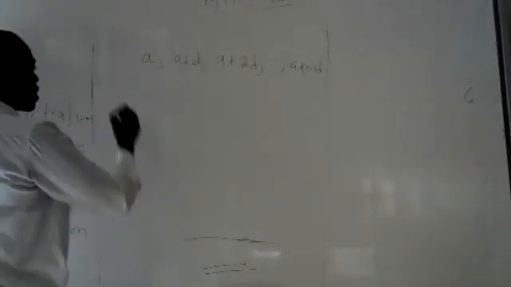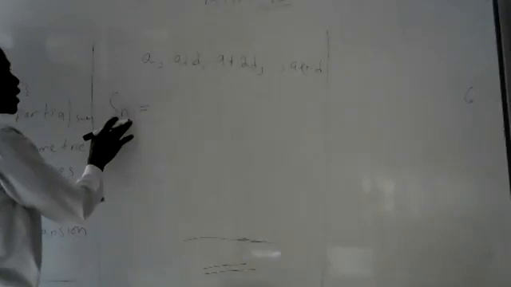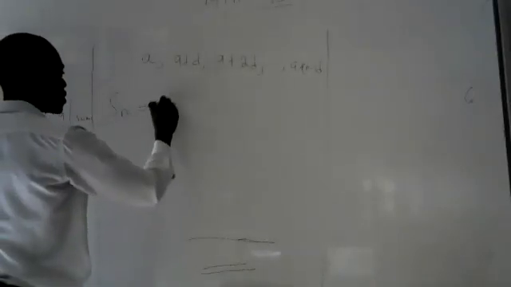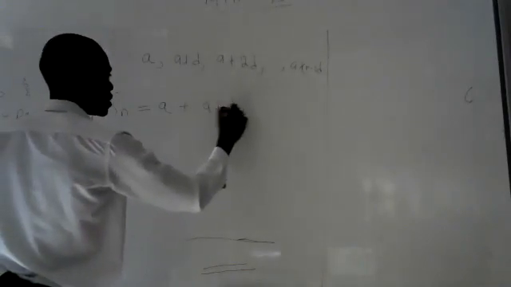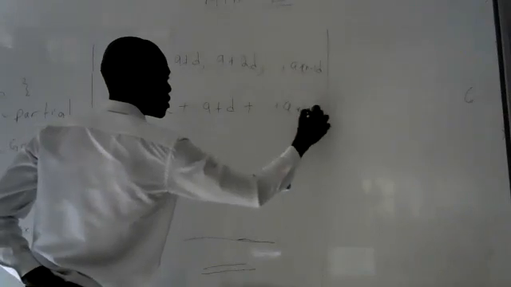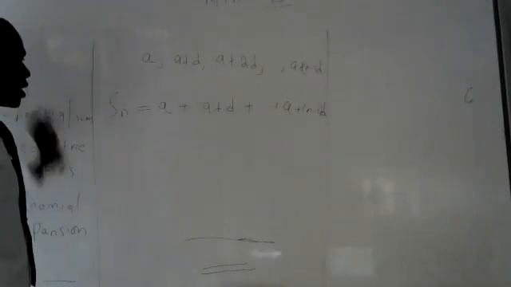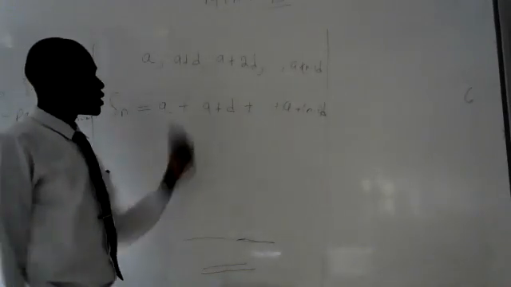Good. So now what we're interested in is the sum of the first n terms. I'm trying to compute the sum of the first n terms. I start with the first term, which is a, followed by the second term, which is a plus d, all the way to the nth term, which is a plus (n minus 1)d. Now, before I generalize this, let me give you a concrete example which will guide us on how to find a general formula for the sum of terms like this.